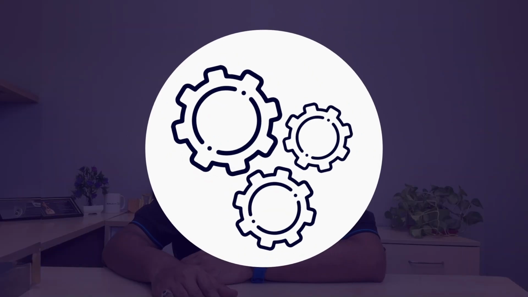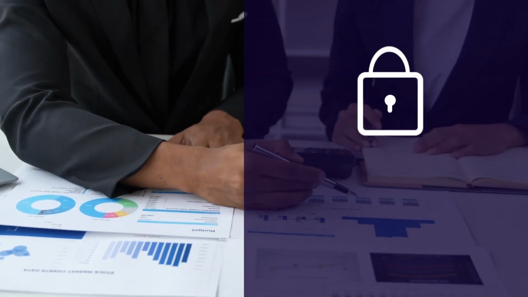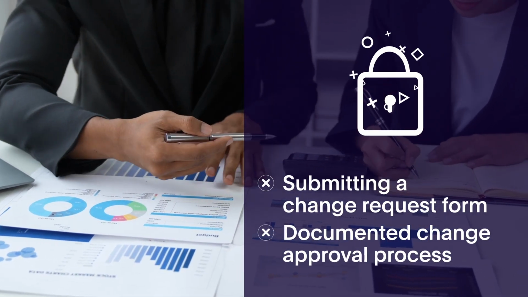One important thing to keep in mind is that the baseline for your project is not set in stone. As the project goes on, you may need to change your metrics based on what you learn or how things change. Most importantly, no modification should be made unless proper change control processes have been followed, such as submitting a change request form and going through a documented change approval process.